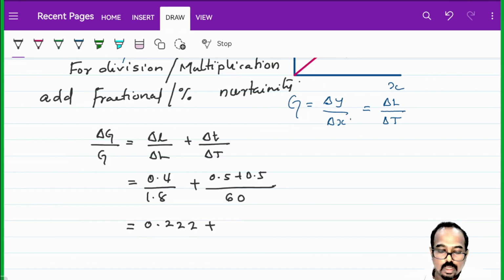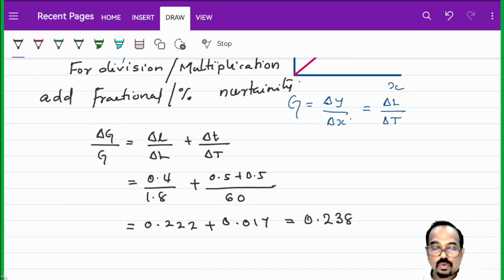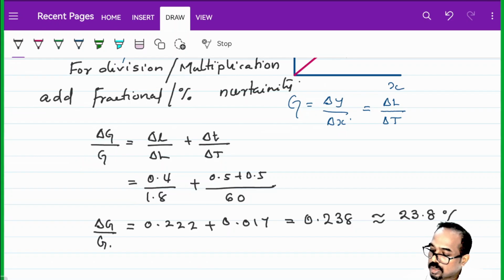When you put it in the calculator, you will get 0.222 plus 0.017, which will be equal to 0.238. Okay. So this is the fractional uncertainty in the measurement, delta G by G of gradient. So you know that fractional uncertainty multiplied by 100 gives the percentage uncertainty. If you multiply with 100, what is the percentage? 23.8 percent uncertainty is there in measuring the gradient.